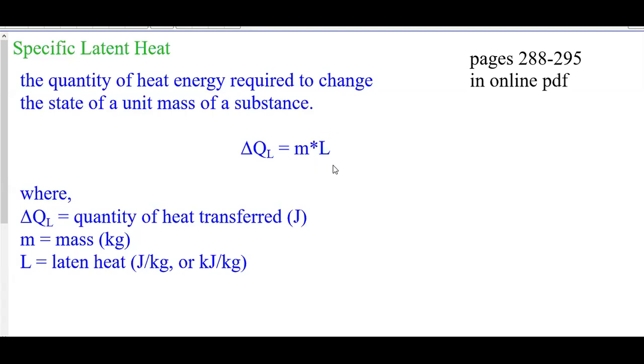I've seen this L be an H in other media and textbooks. Most stuff I saw was always an L, but you might find it to be an H if you do your own digging. So I'm going to use an L for our purposes. So the specific latent heat definition says the quantity of heat energy required to change the state of a unit mass of substance. So delta Q is still going to be the quantity of heat transferred.